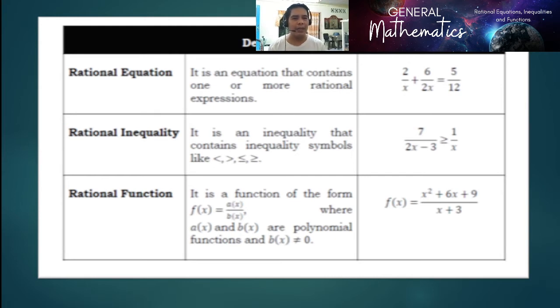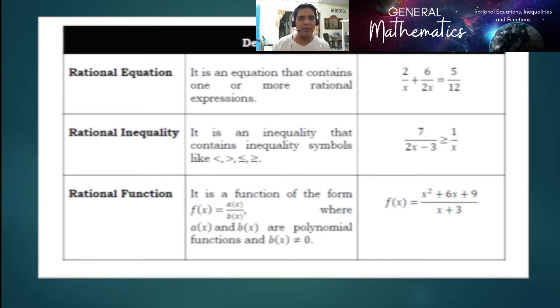Next, rational inequality. It is an inequality that contains inequality symbols like less than, greater than, less than or equal to, greater than or equal to. So we have an example there. 7 over 2x minus 3 is greater than or equal to 1 over x.